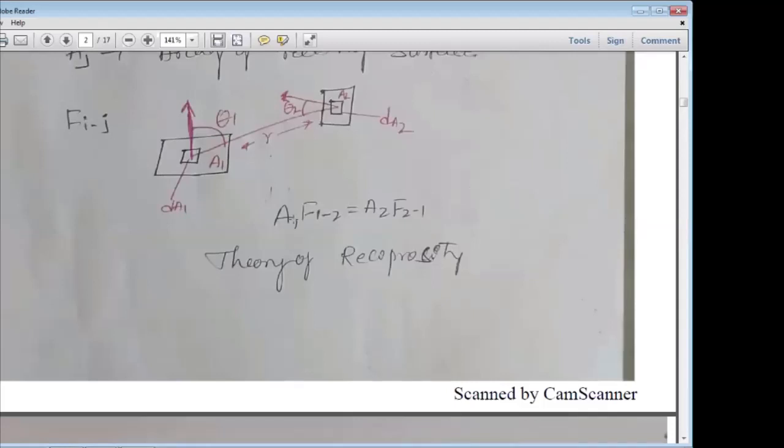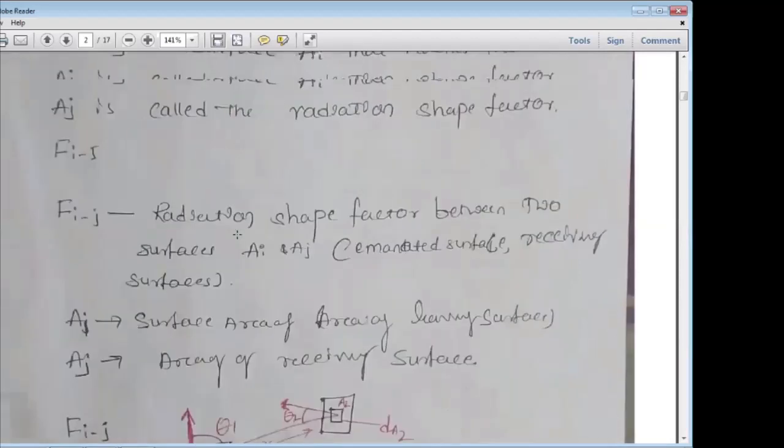Then we can write A1 F12, which is called the view factor F1 to 2, from surface area 1 to 2, and A2 F21, the view factor from surface 2 to 1. So A1 F12 is equal to A2 F21. This is called the theory of reciprocity.